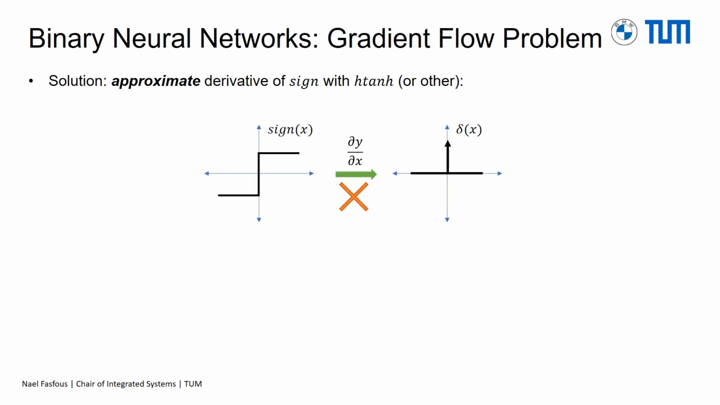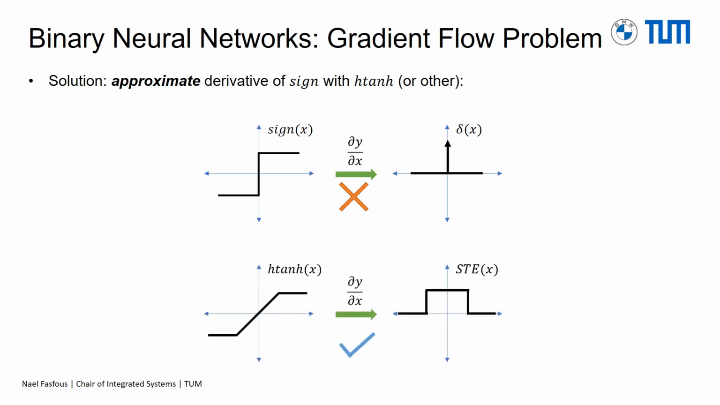One solution to this problem is to approximate the derivative of the sign function with another function. In this case, we can replace the sign function in backpropagation with another one, in this case tanh. And if we take a look at the derivative of tanh, we see here that it is indeed the straight-through estimator, which allows the gradients to flow without any problems.